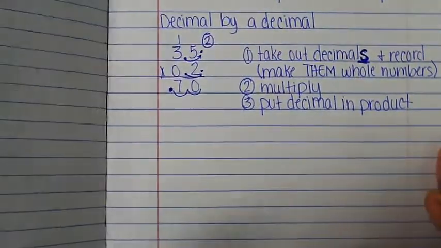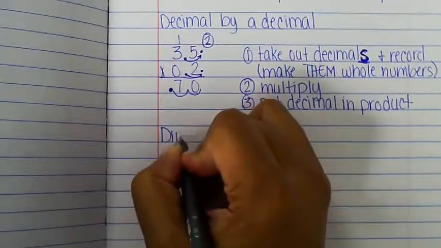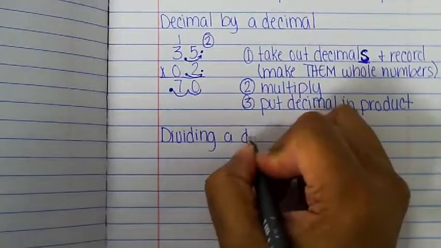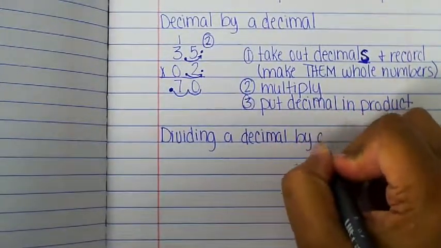All right, we're going to speed up a little bit. We're about to run out of time. Dividing a decimal by a whole number.